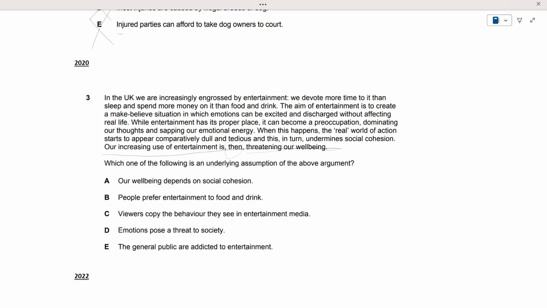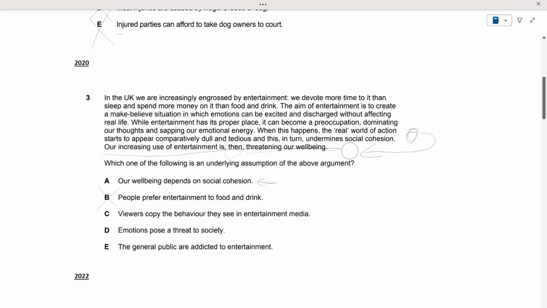But that assumes, it doesn't say this in the passage, even though it seems obvious, that this undermining of social cohesion then leads to threatening our well-being. There is nothing that actually proves that jump in the steps. So actually, A looks very, very likely. But let's have a look at the others anyway. B, people prefer entertainment to food and drink. I mean, this conclusion of increasing use of entertainment threatening our well-being does not rely on this at all.